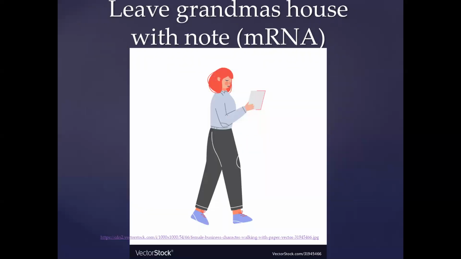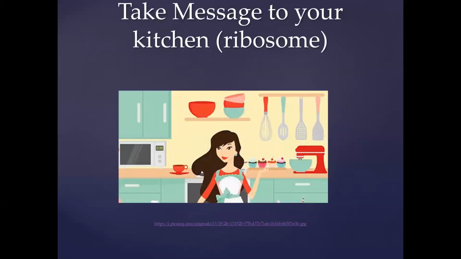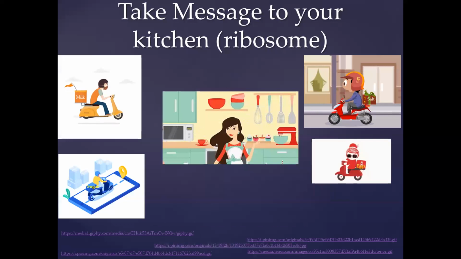You'll take this piece of paper, which has the recipe written down, out of grandmother's house, and eventually you'll go to the kitchen, where you'll use this in order to make the baking that you'd like to make, which would be the protein. But in order to make this recipe, you'll find that there are many ingredients that need to be added together. So you'll arrange for those ingredients to come to you.